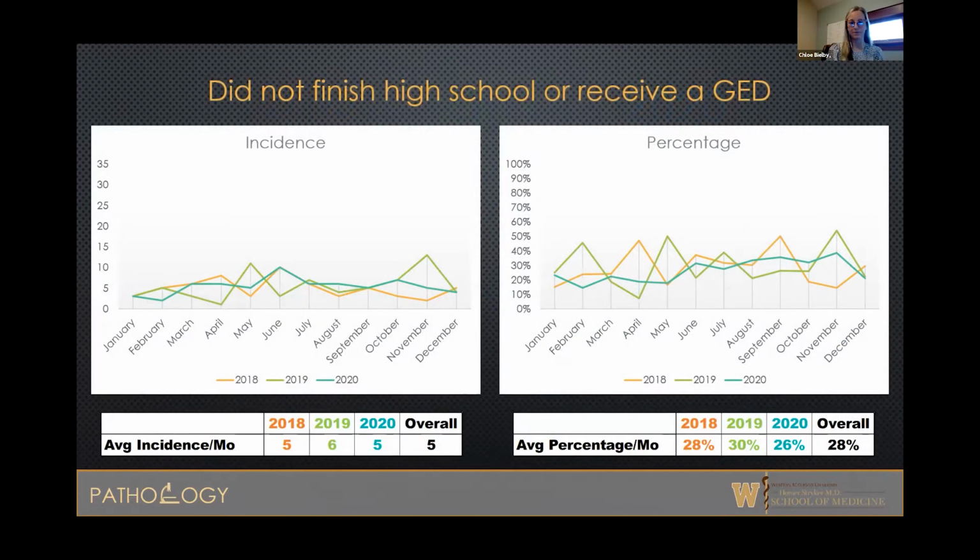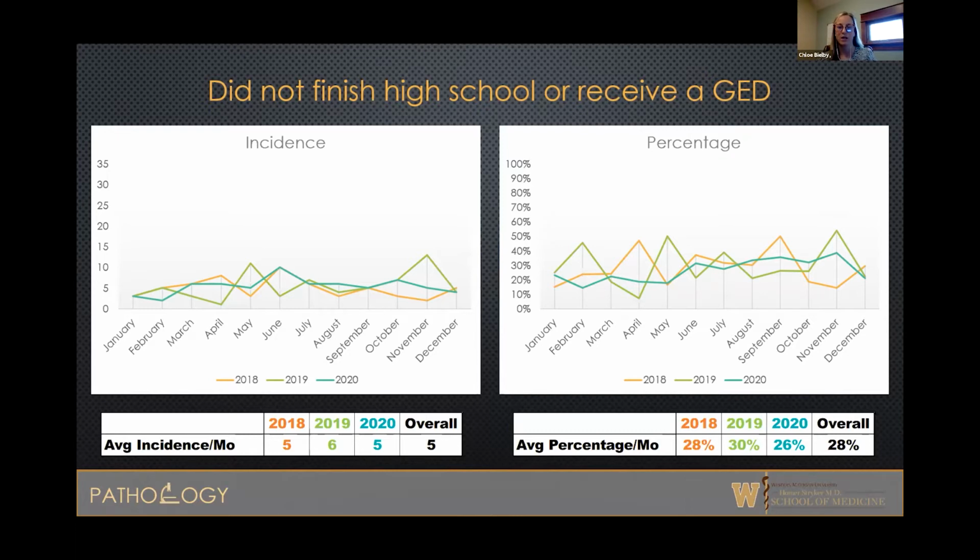So for the first graph, we look at highest level of education, and that is not having a high school diploma or a GED. We can see that about 25 to 30% of decedents never achieved a high school diploma or a GED, typically 5 to 6 decedents per month.